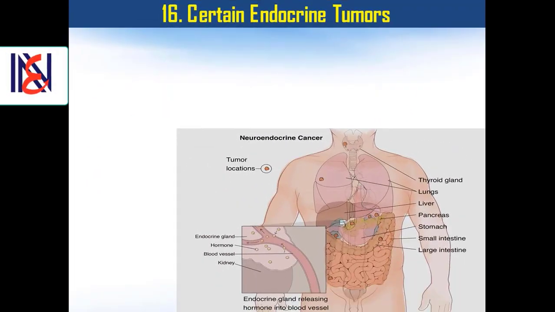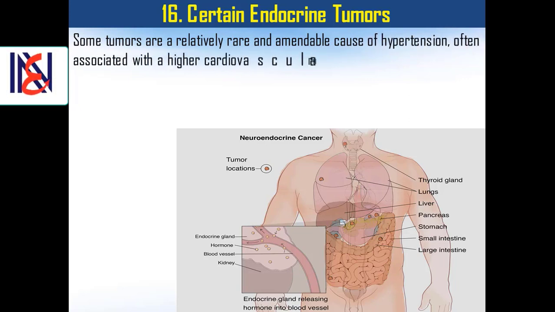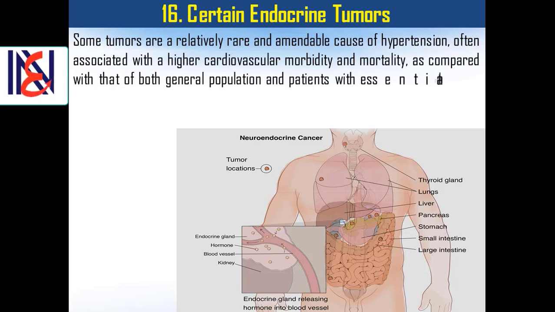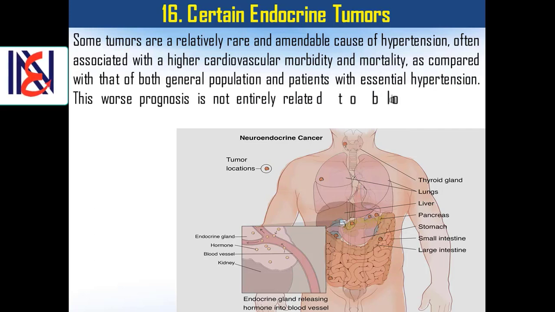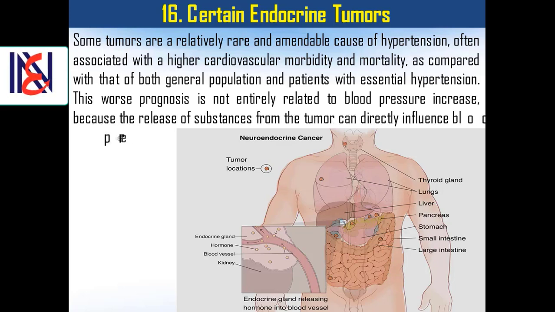16. Certain endocrine tumors. Some tumors are a relatively rare and amendable cause of hypertension, often associated with a higher cardiovascular morbidity and mortality, as compared with that of both the general population and patients with essential hypertension. This worse prognosis is not entirely related to blood pressure increase, because the release of substances from the tumor can directly influence blood pressure behavior.